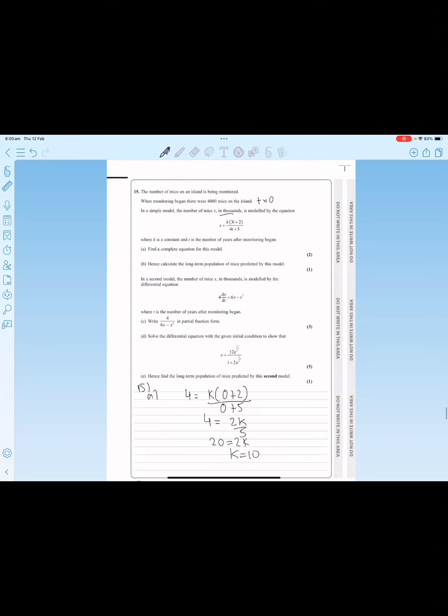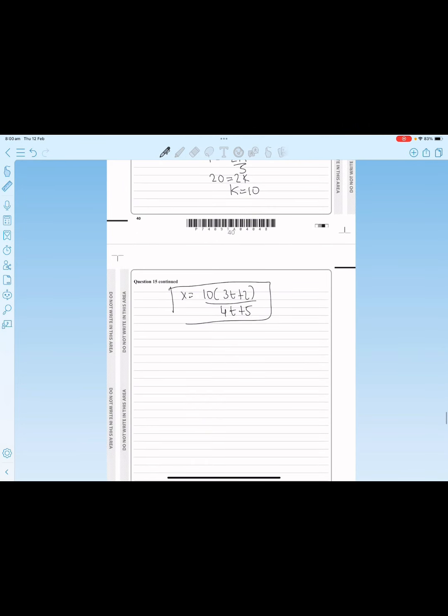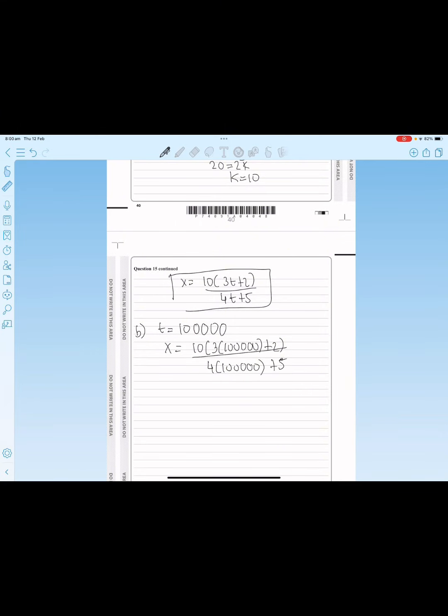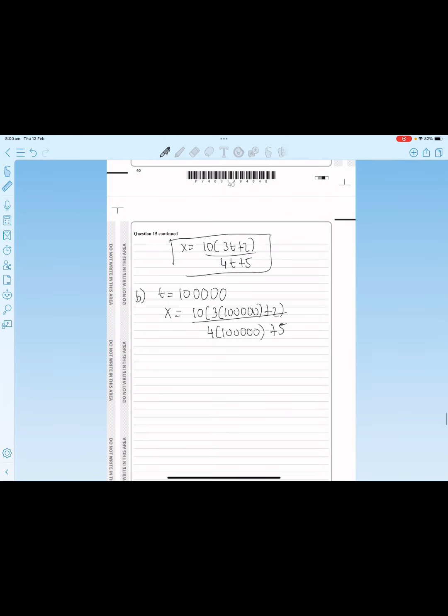Now, what's part B saying? Hence calculate the long-term population predicted by the model. So for long-term, just put t to be very, very large. I'm just going to write it to be, let's say, 100,000. And just shove that into your calculator. Just do 10 times 3 times 100,000 plus 2 divided by 4 times 100,000 plus 5. Make sure that if you're using 100,000, it's the same in the numerator and denominator.